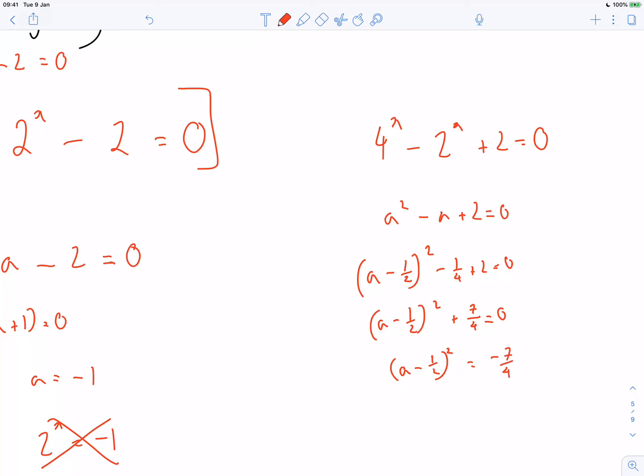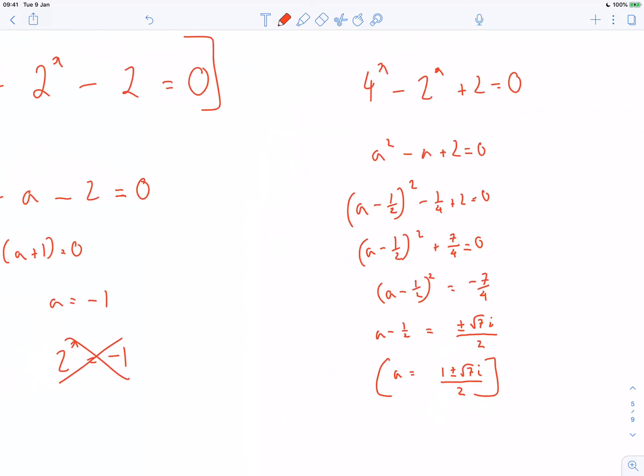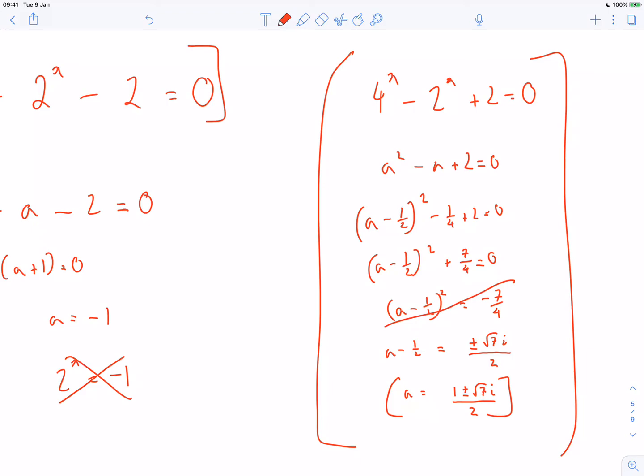And then we're in trouble because if we square root, we would get the square root of a negative number, which isn't real. But you know what, for giggles, let's just go for it. So if I square root both sides, a minus a half equals plus or minus root 7i over 2. And if I add a half to both sides, a equals 1 plus or minus root 7i over 2, all over 2. So in actual fact, if there was a plus 2 there, there would be solutions, but they'd be complex ones. So that's how you'd solve it in that case. If it was just for A-level maths, you would stop at this point and you would say there's no real solutions.